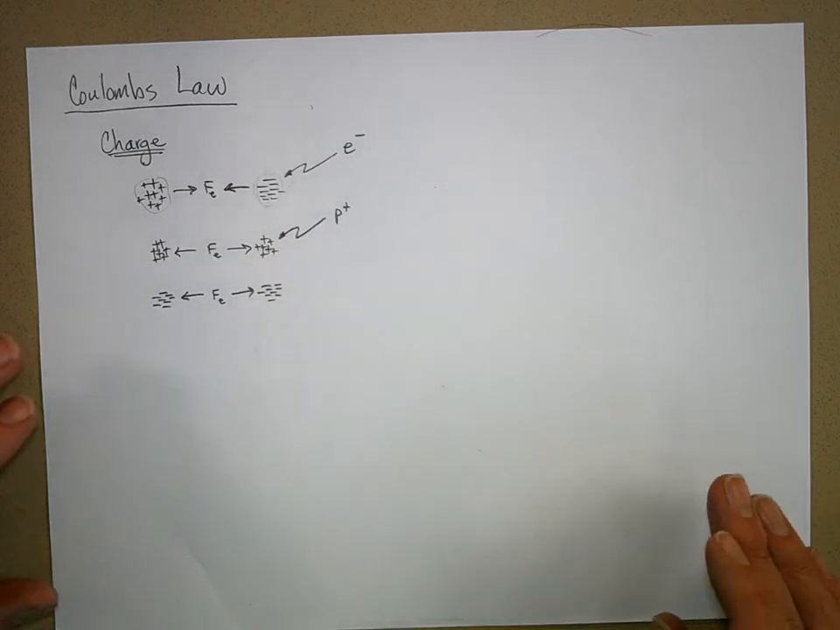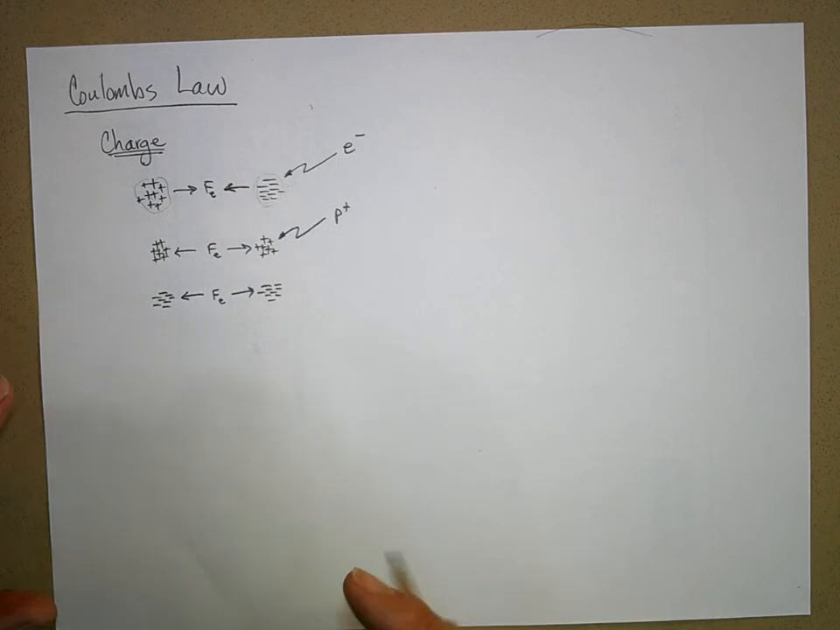Now, they needed a way of measuring the amount of charge. And they had a way of doing it. It involved current, and current is the flow of charge. And they defined this thing called the volt, which we haven't talked about yet.